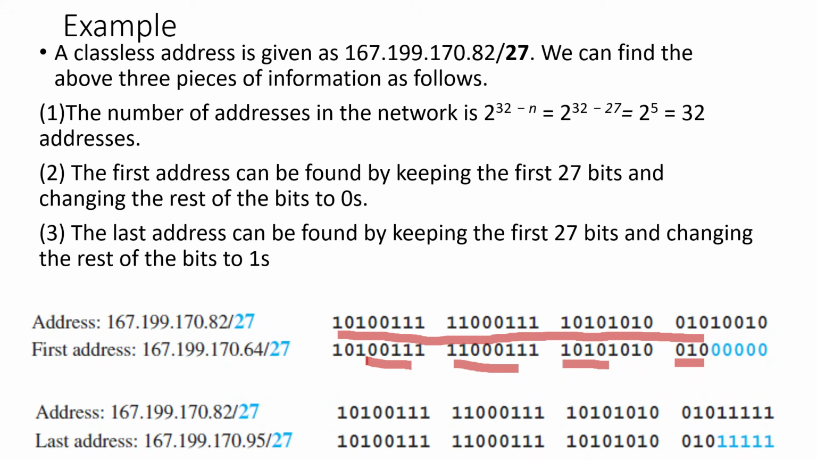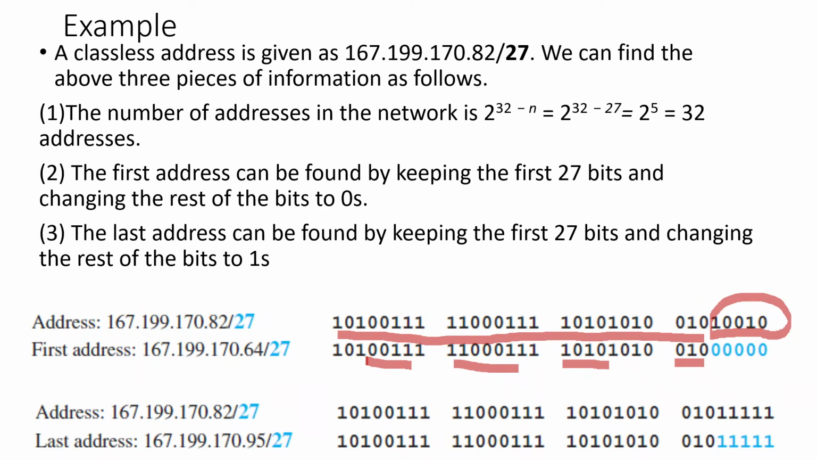How many bits are there? Totally 32. The remaining bits are 5 bits. So you have to set those to 0. Now all the remaining 5 bits are set to zeros in order to find the first address in this block. So this is the first address.